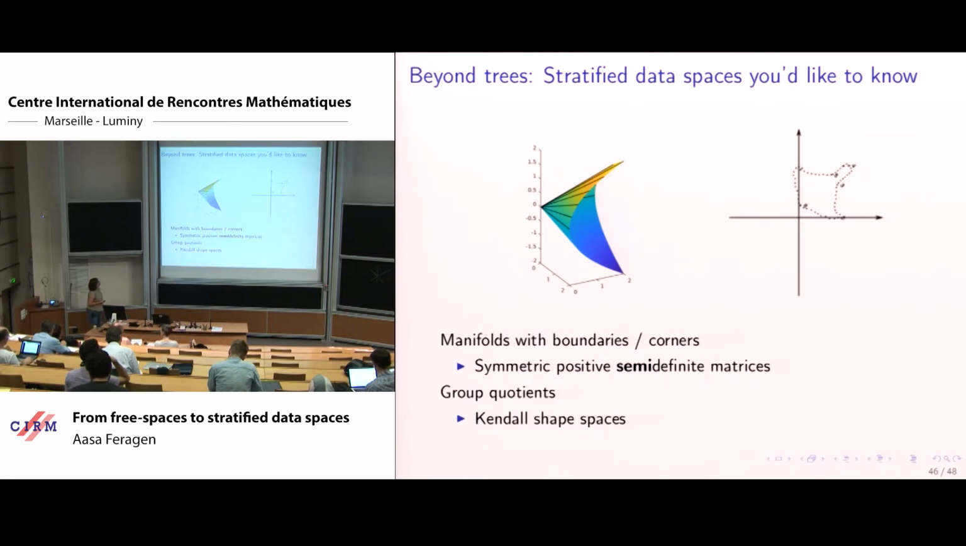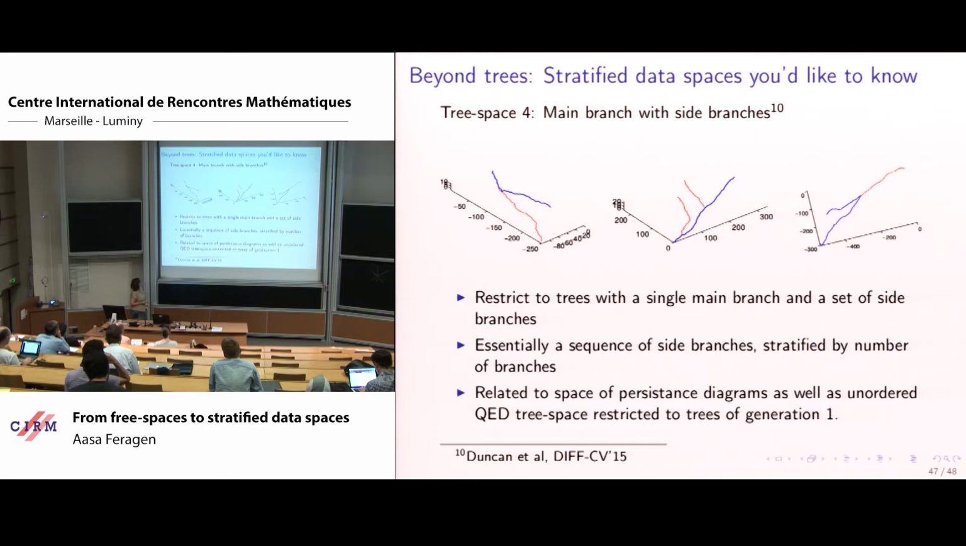Some simpler stratified data spaces that you know very well are manifolds with boundaries, such as symmetric positive semi-definite matrices, or group quotients, such as Kendall shape spaces. And of course, these are spaces that we're familiar with and we're used to working with them, but very often what people do is they assume you avoid the singularities and then off we go. And you can do that. But I don't think there's any reason to. I think we can handle those with tools we have.